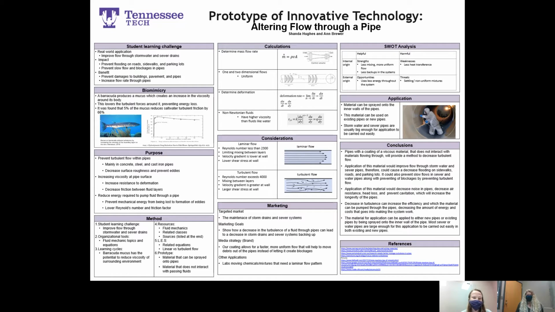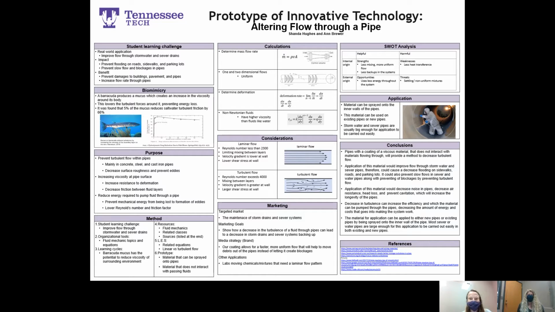Our student learning challenge, as previously stated, is to improve flow through stormwater and sewer drains. For our organizational tools, we looked at fluid mechanic topics and equations. For our learning cycle, we focused on barracuda mucus having the potential to reduce viscosity of surrounding environment. For our resources, we utilized fluid mechanics and related classes along with our sources. For our LES, we looked at related equations, and specifically, we looked at linear versus turbulent flow. For our prototype, we want a material that can be sprayed onto pipes but does not interact with passing fluids.